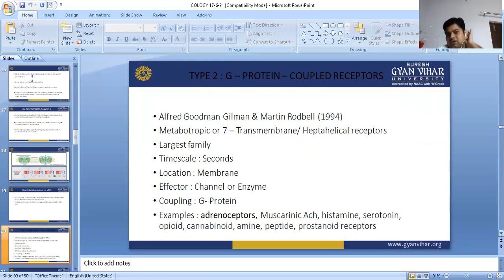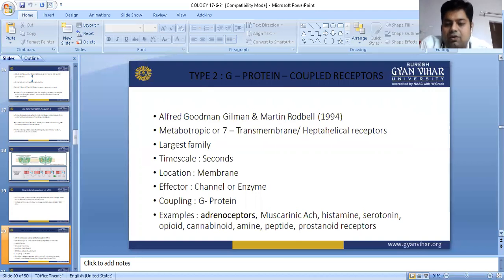Now the next receptor, the G protein coupled receptor. Alfred Gilman and Martin Rodbell discovered the metabotropic seven membrane helical receptors, heptahelical membrane receptors, in 1994. Seven transmembrane or heptahelical membrane coiled structure has been found in this receptor. They are the largest family, which I already said during the introduction of this receptor. The time scale is a few seconds to 30 minutes. It takes time for activation.